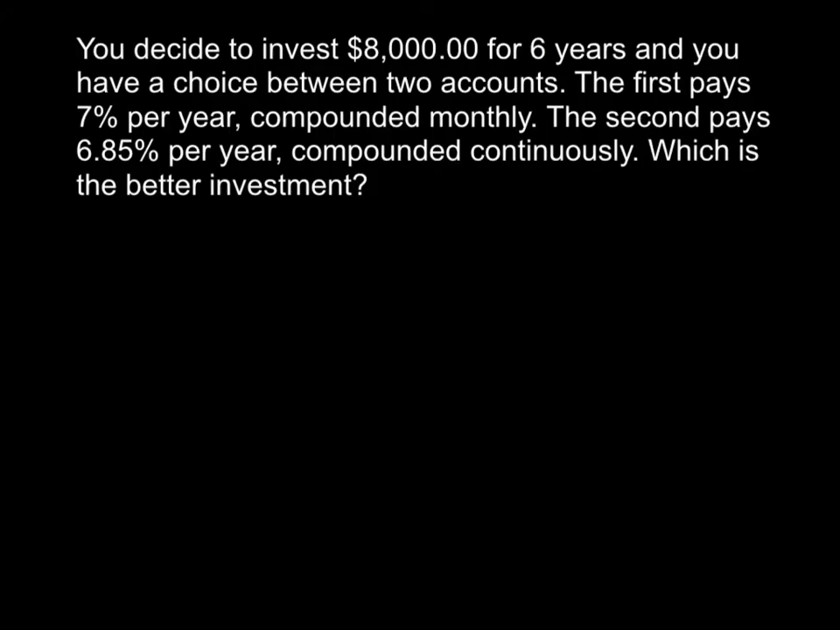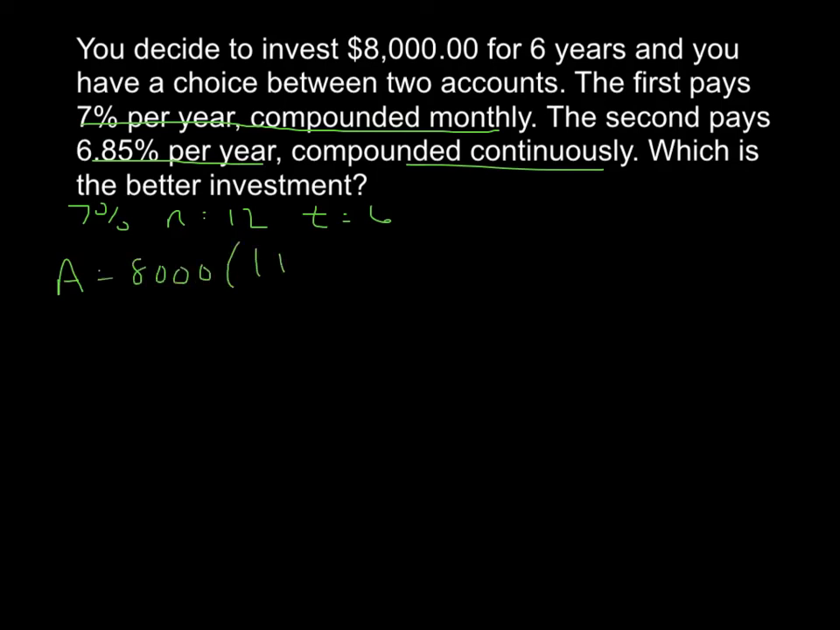All right, so we're going to make an investment of $8,000 for 6 years. We've got two choices between the accounts. One is going to pay us 7% per year compounded monthly, and the second is 6.85% compounded continuously. We want to see which investment is the better option, which one's going to make us more money. If we're compounding monthly, we've got 7%, n is going to be 12, and t is going to be 6. So the amount is the principal, 8,000, times 1 plus 0.07 divided by 12, raised to 12 times 6.